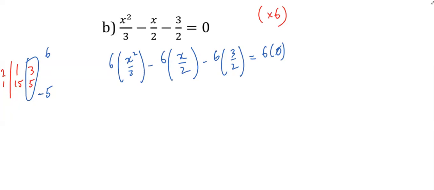And then I can do this trick. 6 divided by 3 is 2. 6 divided by 2 is 3. 6 divided by 2 is 3. And I end up with numbers that I'm multiplying by. So this is going to be 2x squared minus 3x, 3 times x, and 3 times 3 minus 9. 6 times 0 is 0. Now I have a complex trinomial again. Go ahead and try to factor and solve that.